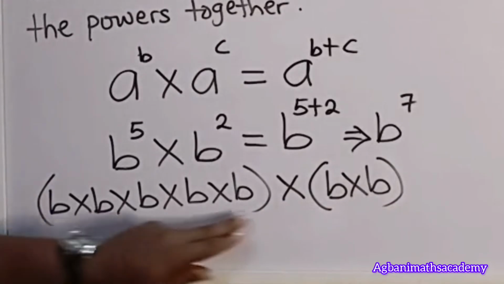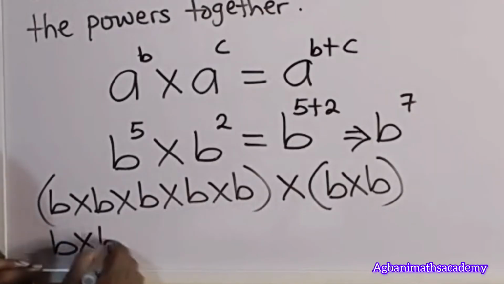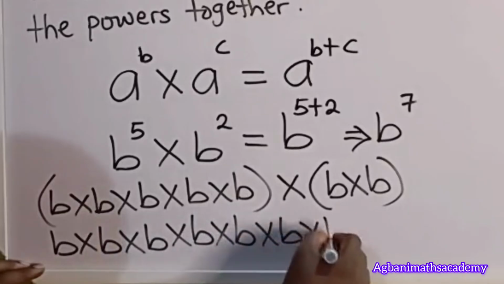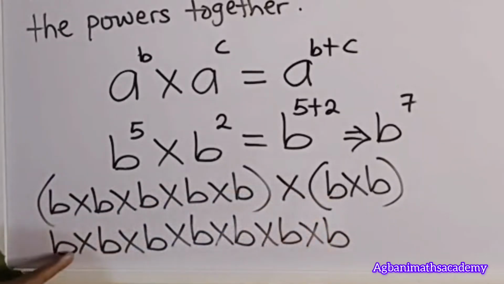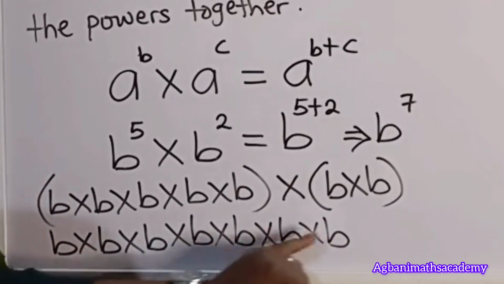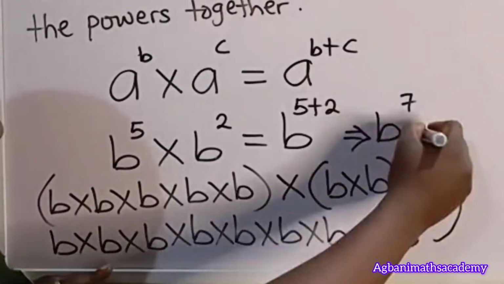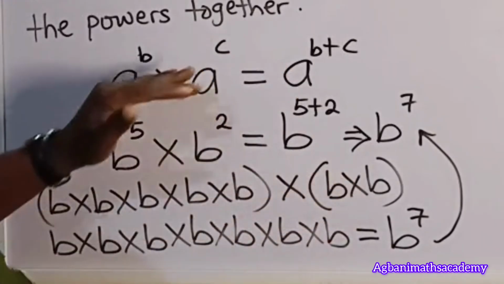So since we have multiplication, joining them together, we can simply remove the brackets. So we can have b times b times b times b times b times b. So we have removed the bracket that is separating them. So now we have b multiplying itself 7 times. 1, 2, 3, 4, 5, 6, 7. So that means it is b to the power of 7, which agrees with what we did with the law of addition. Okay, so I just use this to show you that the law is valid.